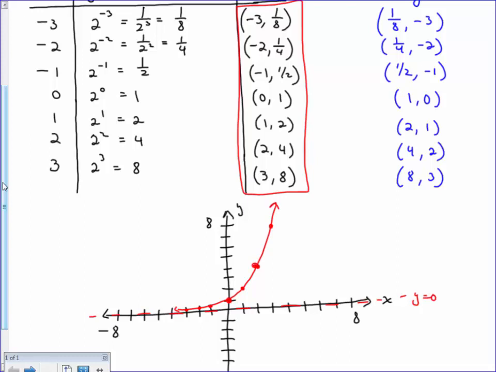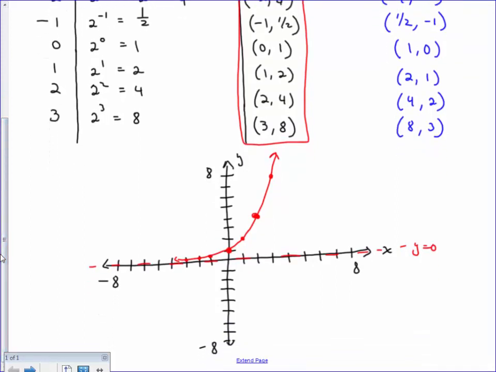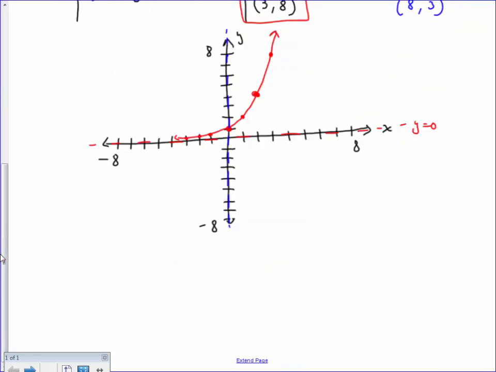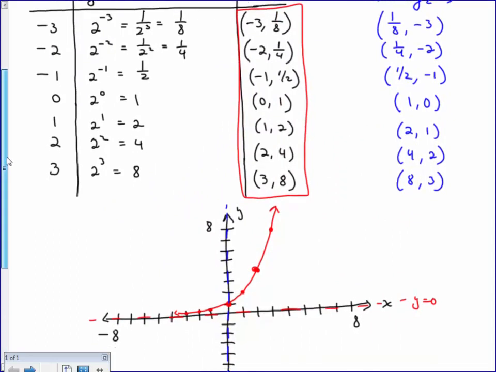I'm going to do the logarithmic function in blue. A logarithmic function, from an earlier slide, we know has a vertical asymptote along the y-axis. So I'll sketch that there. That's at x is 0. Try to do the best you can with the ordered pairs.